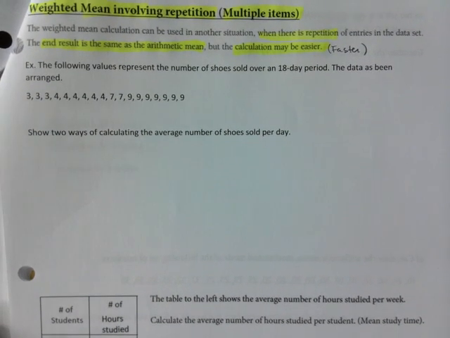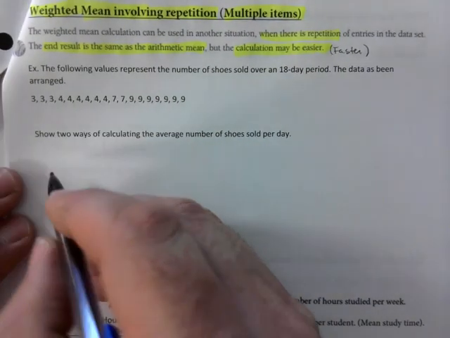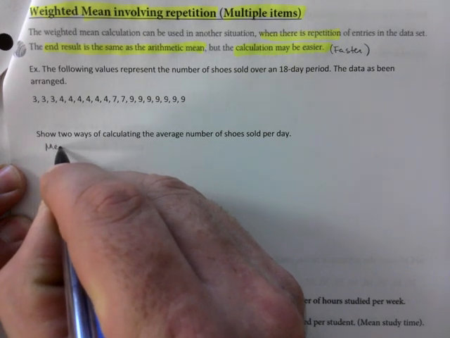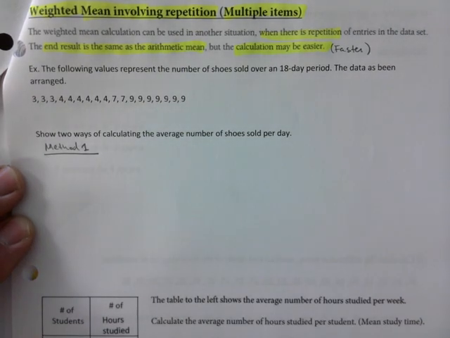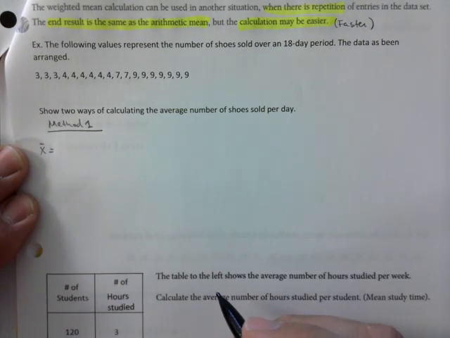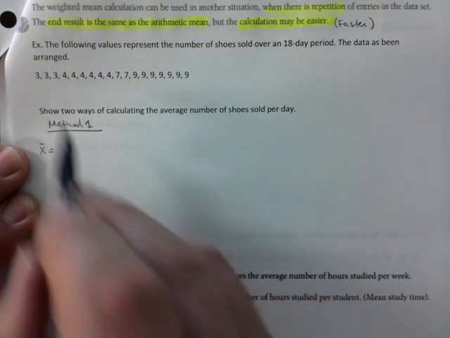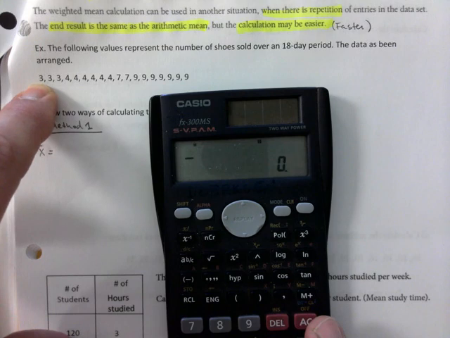The following values represent the number of shoes sold over an 18-day period. The data has been arranged, as you can tell. Show 2 ways of calculating the average number of shoes sold per day. We're going to do method number 1. We're going to go x̄ is equal to... I think you will be okay with let's just add up all these numbers. I haven't done that, so you need to help me out here.